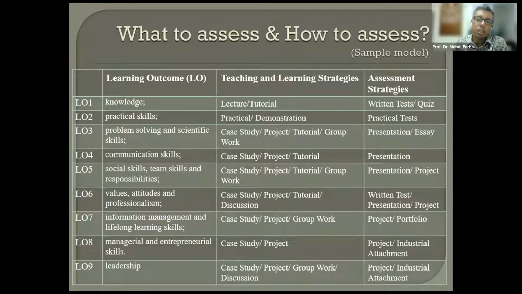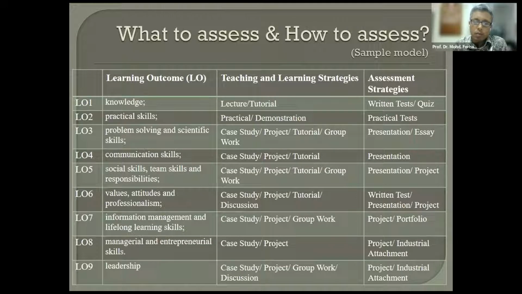Here you see there are some learning outcomes. We can propose the teaching learning strategy for these learning outcomes and assessment strategy in the right column. Knowledge, we can assess by taking written test and quiz. Practical skills, we can assess the students' work and experimental job. Problem solving and scientific skill, we can take the presentation and essay writing. And communication skills, we can take the presentation. And social skills, teamwork and responsibilities, we can take the presentation and we can give assignment, group assignment and project as well. Values, attitude and professionalism, we can take a written test and presentation and project as well. And community service as well.